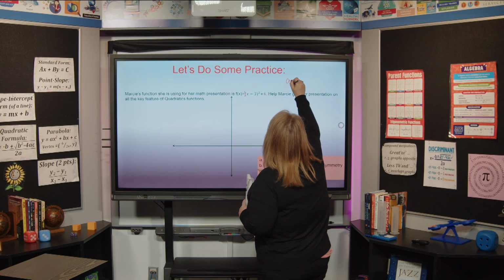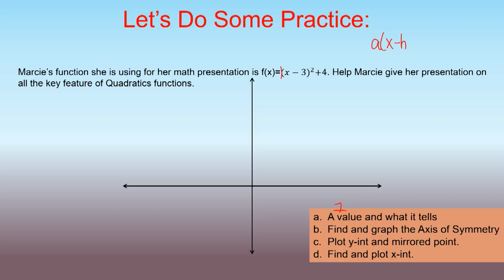So remember, I have a times x minus h, or opposite of h, squared, plus k, where this is my x value and this is my y. So let's go ahead and look at that function. I have opposite of -3, so I'm going to have a +3. And then I'm going to have +4. So let's go ahead and graph that. So I've got 1, 2, 3, 1, 2, 3, 4. This is going to be my vertex. Good job.